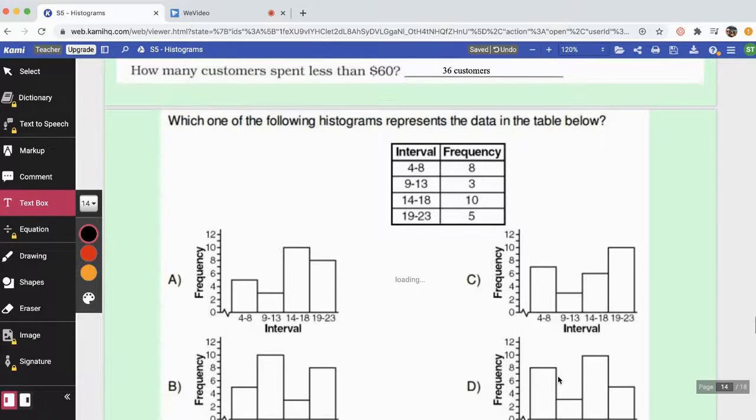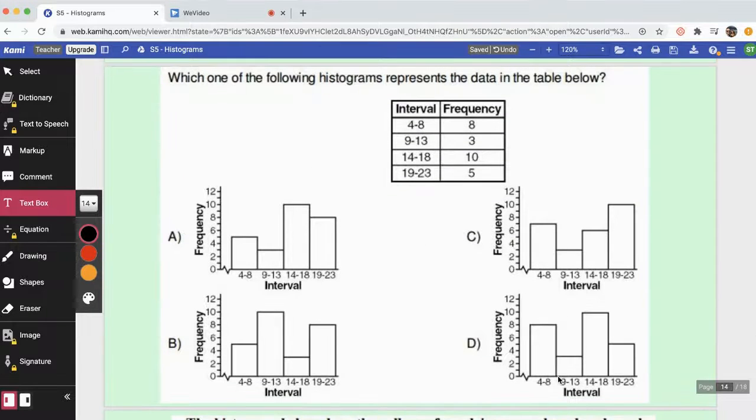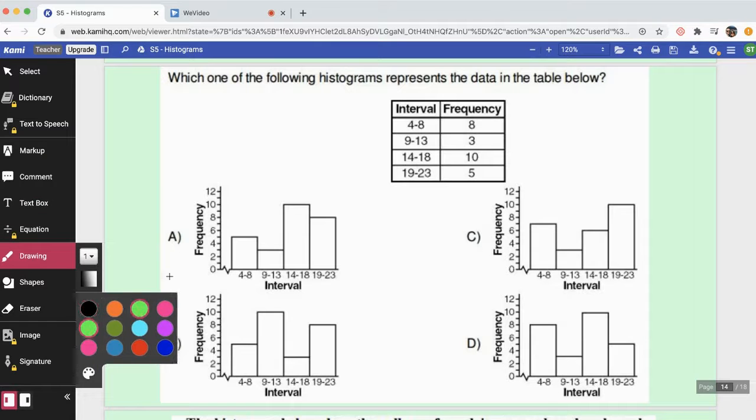All right, which one of these histograms represents the data in the table below? So I want to find out which one matches the information in our table here. The interval of 4 to 8 has a frequency of 8. So I'm going to take a look and see if I can rule anything out. So A, the interval of 4 to 8, has the frequency at 5. Well, that's not right. So it's not that one. B, the interval of 4 to 8 has a frequency of 5, not 8. So it can't be that one either.